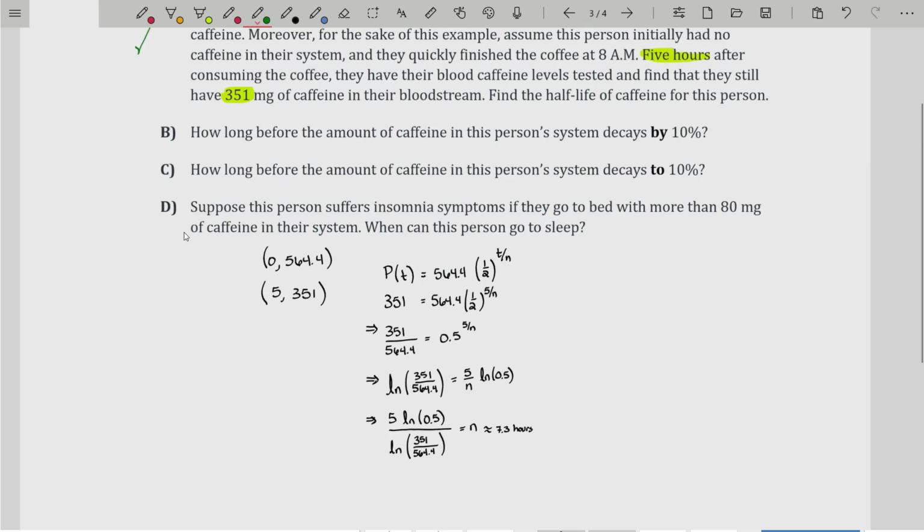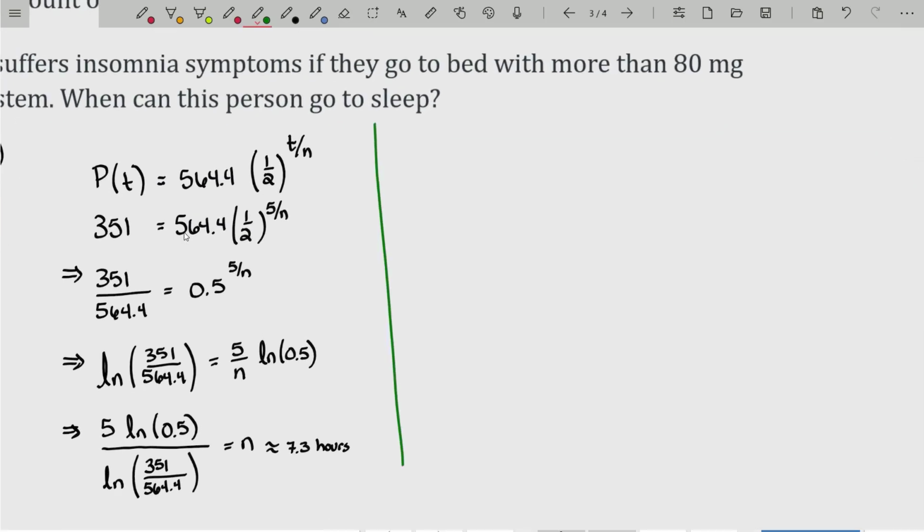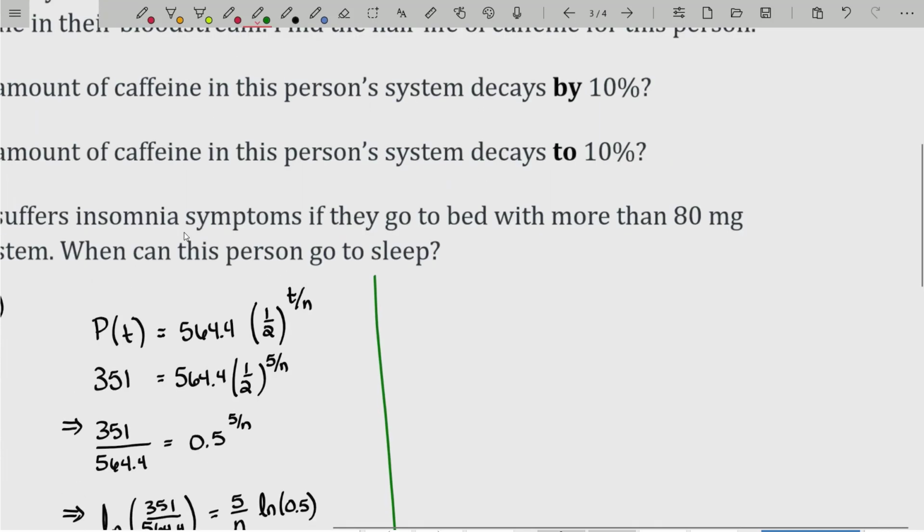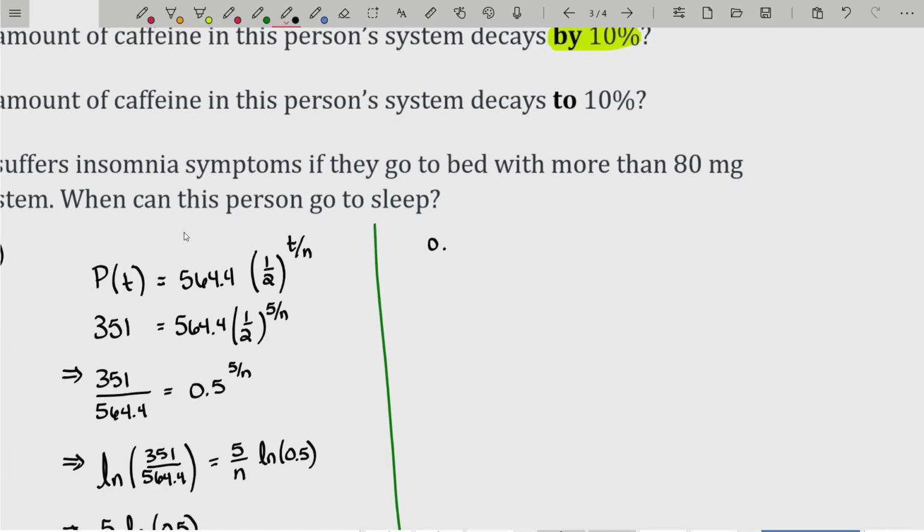Decaying by 10% is this situation here. Decaying by 10%, sorry, let me highlight that, means that this person still has 90% of the caffeine in their system. So they just want to know, when do I still have 90% of the caffeine? By the way, I'm going to put part B here. This is one of those that I am going to step through a little bit, just because I want you to see the math here.